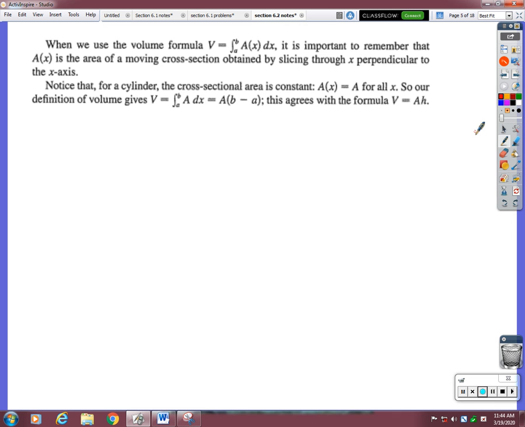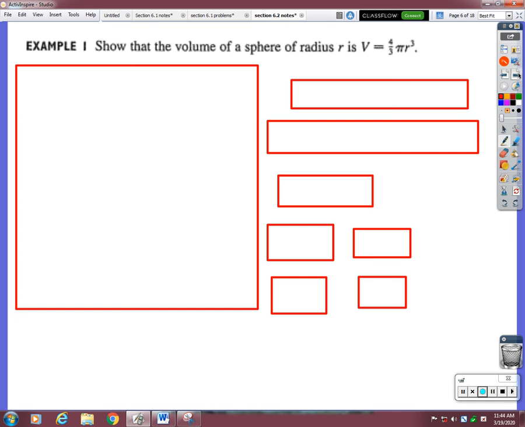So let's start with a super fun one, which is to show that formula that you have been told is true, which is the volume of a sphere is equal to 4/3 pi r cubed. Let's show that that is in fact the formula for the volume of a sphere using calculus.